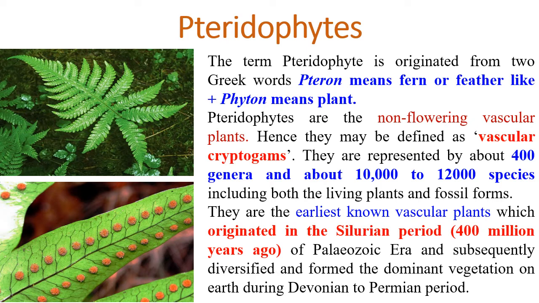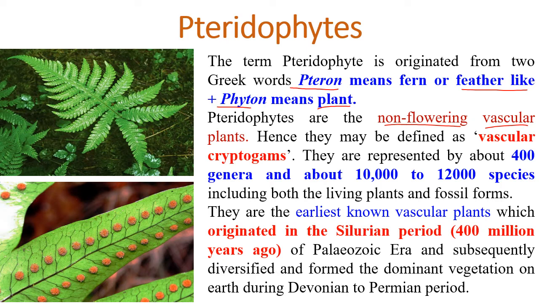So see here, the term pteridophyte is originated from two Greek words. Out of that, the first word is pteron, which in English means feather-like, and the other word is phyton, which in English means plant. So in a simple way, we can say that feather-like looking plants are generally considered as pteridophytic plants. Pteridophytes are non-flowering vascular plants, hence they may be defined as vascular cryptogams.